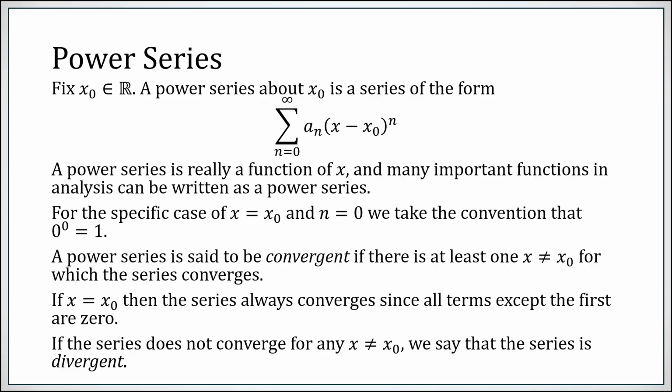If the series only converges when x equals x0 and does not converge anywhere else, you say the series is divergent. Let's take a look at an example.